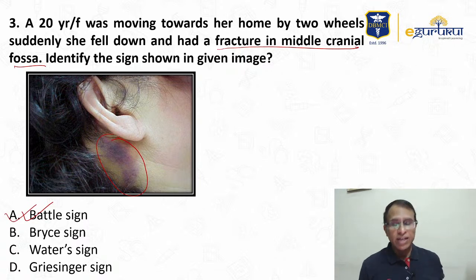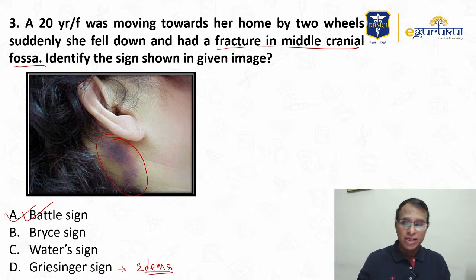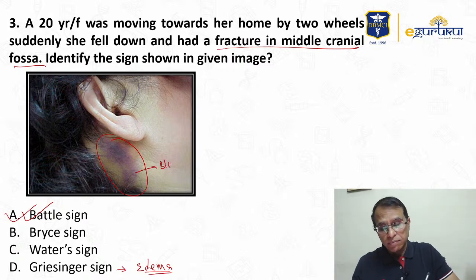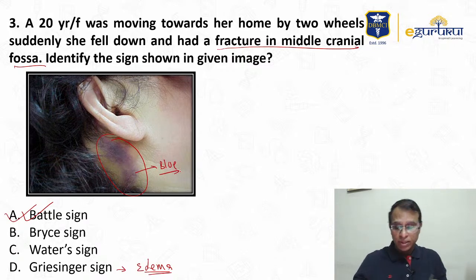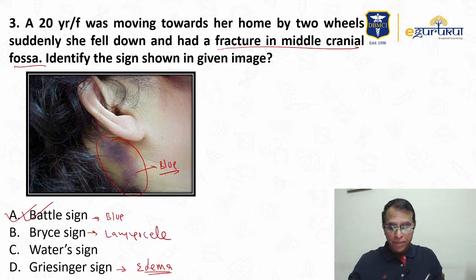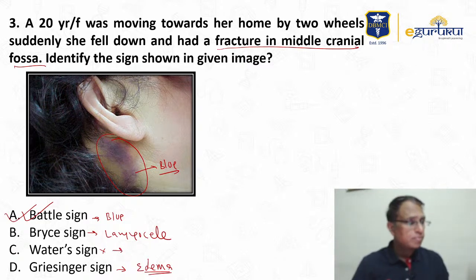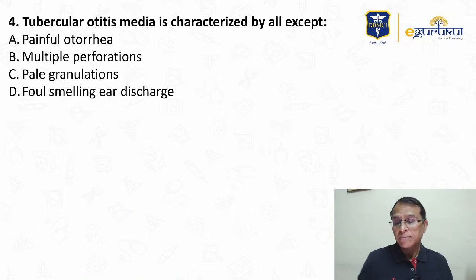Gray Singer sign, very rightly said by Avinash, is seen in lateral sinus thrombosis, and in this there is edema. There is no black-blue color like this, this is blue, yes or no? But in Gray Singer sign there is edema, in this there is blue. And Bayard sign is seen in laryngocele, it's a swelling in the neck. And there is no Water sign, but Waters view, which is an X-ray view. We have a question on that also. Right. Next one, let's see.